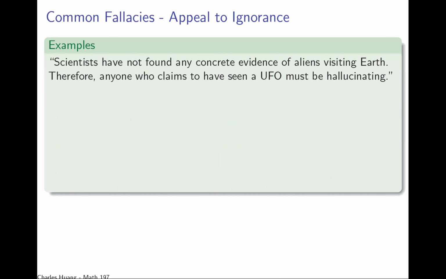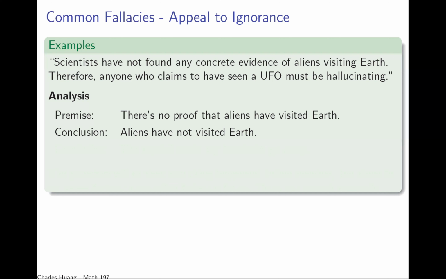The next type of fallacy that we'll talk about is called appeal to ignorance. And in this example, scientists have not found any concrete evidence of aliens visiting Earth. Therefore, anyone who claims to have seen a UFO must be hallucinating. Here we're trying to make the argument that aliens have not visited Earth. And the premise that we use to support the conclusion is that there is no proof.